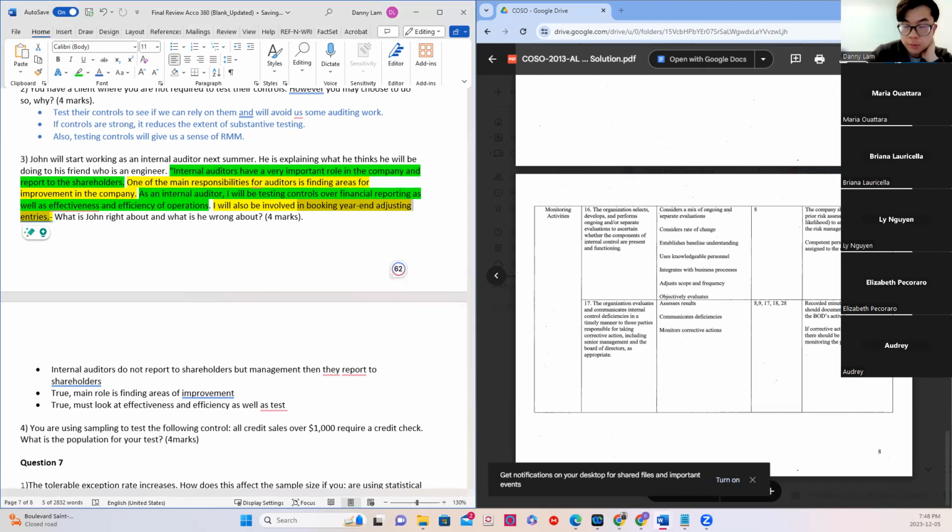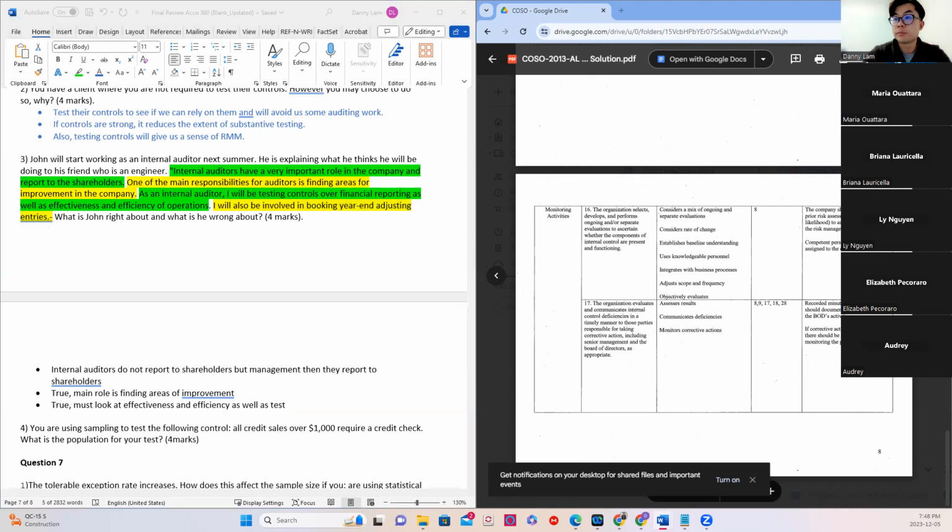Maybe it's because it's year end that it would be internal, but my initial thought was that it's management that takes care of the entries, and then the internal auditor is more like verifying the information. I don't know. And Maria, what would you think? What's your question?